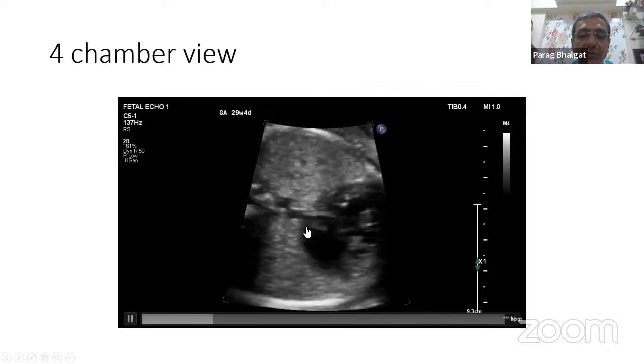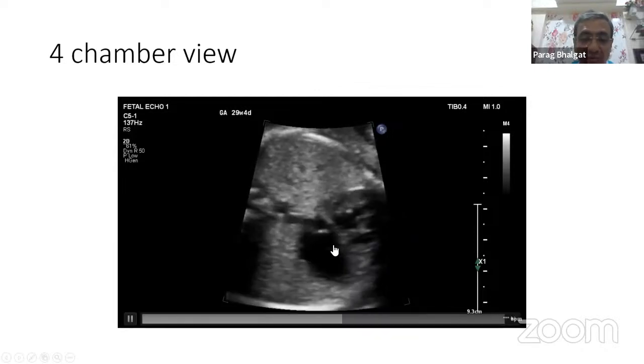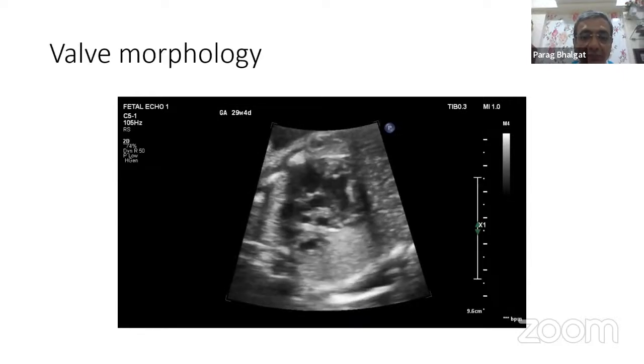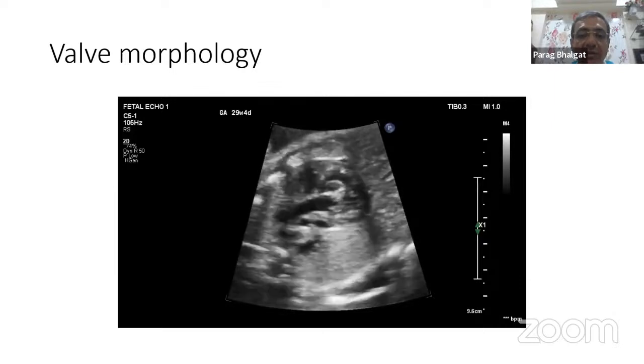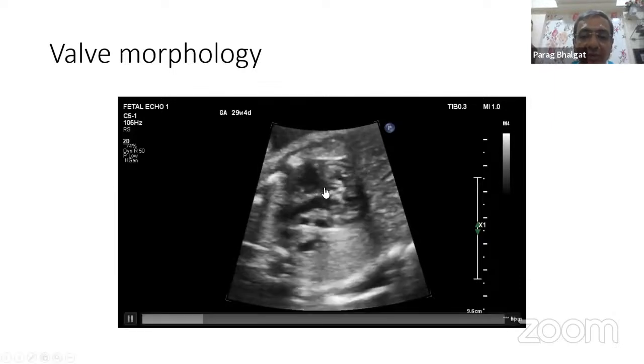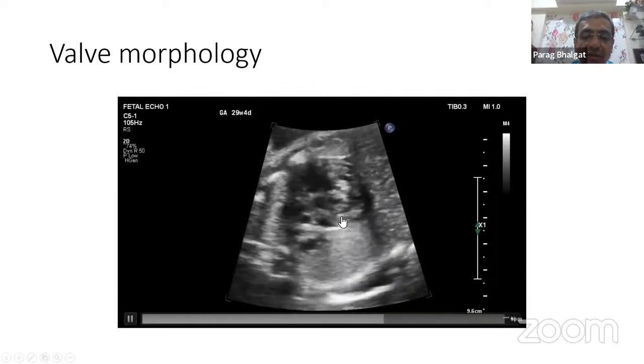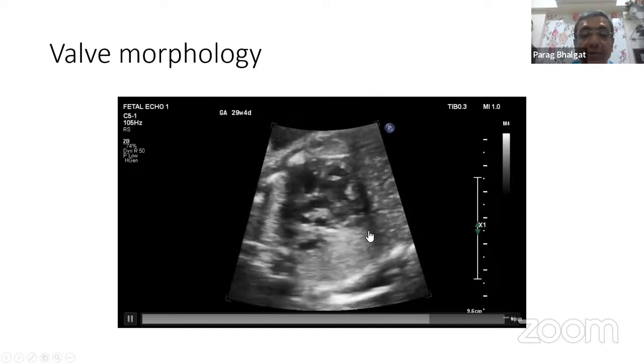Again, a four-chamber view, just to make an impression how it looks. This image shows the valve morphology, one of the best ways I can show you. There are five leaflets: anterior bridging, posterior bridging, lateral and tricuspid sided leaflets.